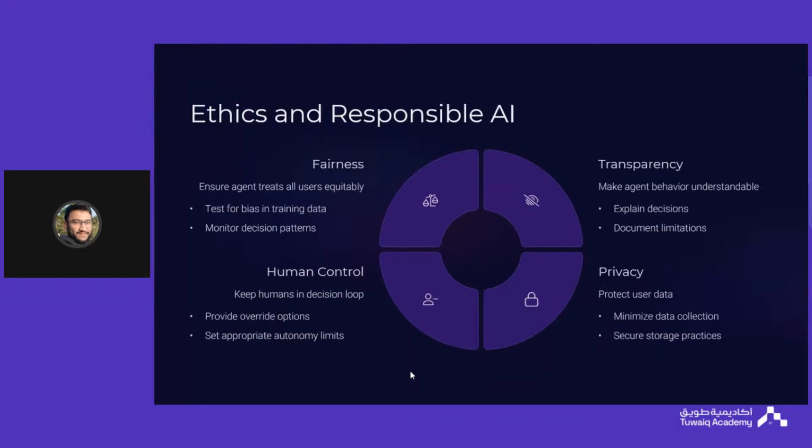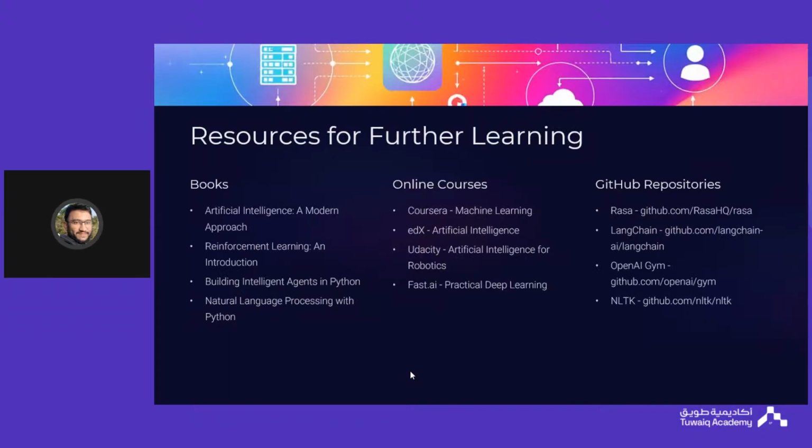Coming to the ethics and responsibilities of AI, we do have fairness, human control, privacy, and transparency. Then we will go for the resources for further learning. If anyone would like to enhance their knowledge using online courses, GitHub repositories, databases, or books, you can have these kinds of resources.